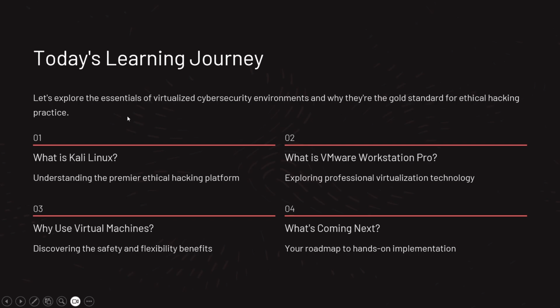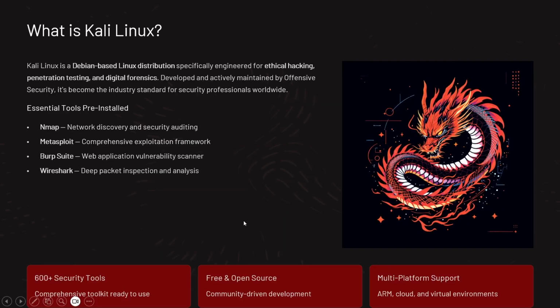First of all, we will understand what is Kali Linux, then what is VMware Workstation Pro, then why do we use virtual machines. So what is Kali Linux? Kali Linux is a Debian based operating system especially designed for ethical hackers, pen testers and digital forensics. It is developed and officially maintained by Offensive Security.